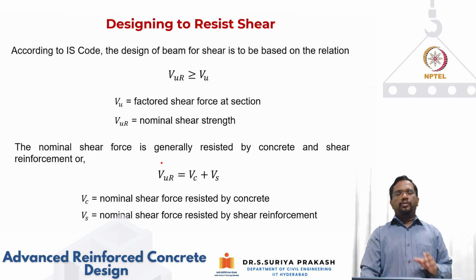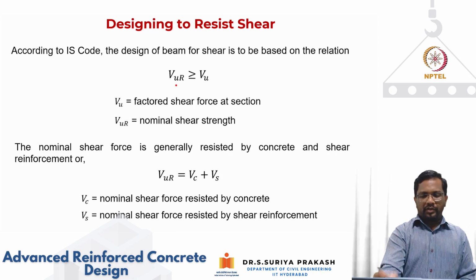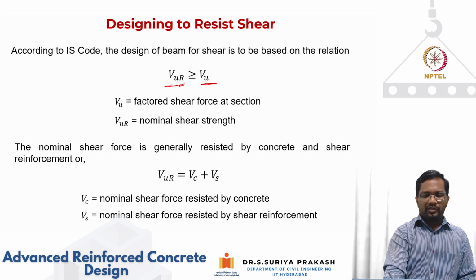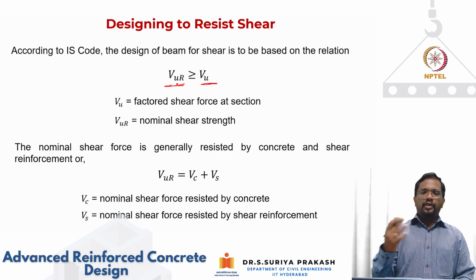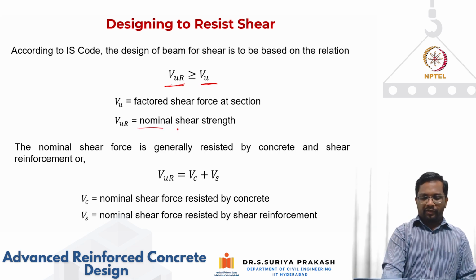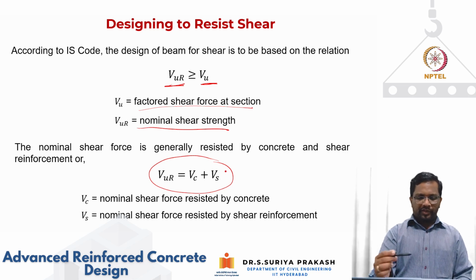Now, what is the procedure for designing according to IS code? So we calculate your shear demand. The resistance that should be provided should be greater than your shear demand, just like what we did in flexure. Moment resistance has to be greater than your moment demand. And VUR is your nominal shear strength, and we use the factored shear force at the section. Now, how do we calculate your shear resistance? It is the summation of your concrete capacity plus the capacity of the stirrup.